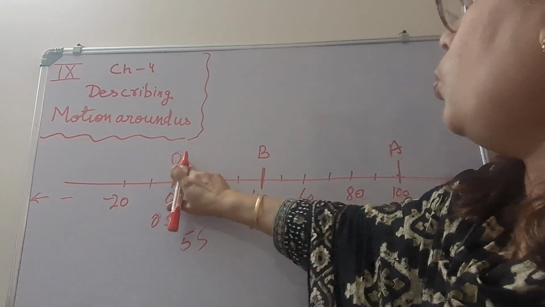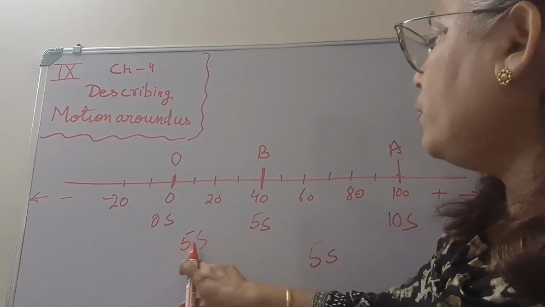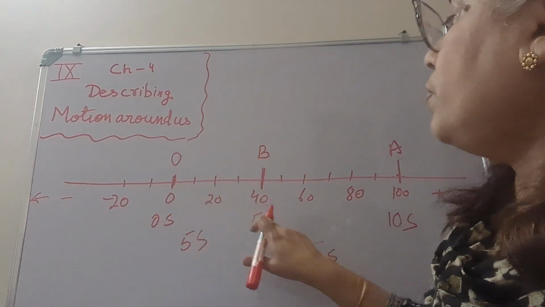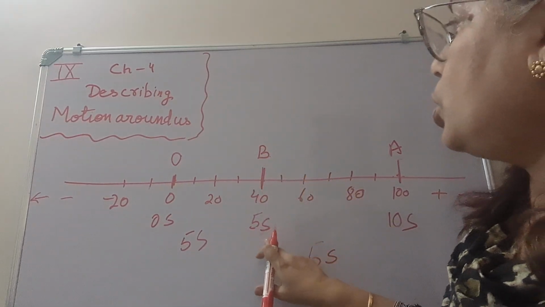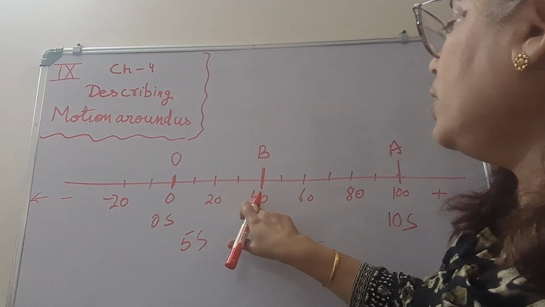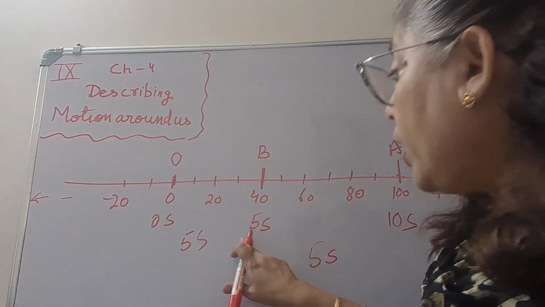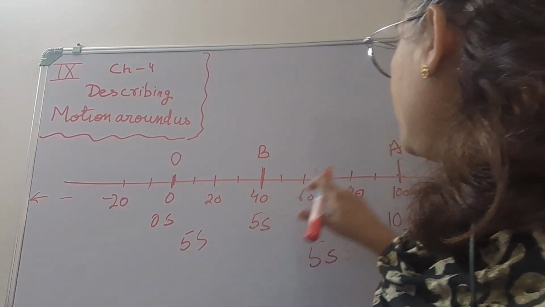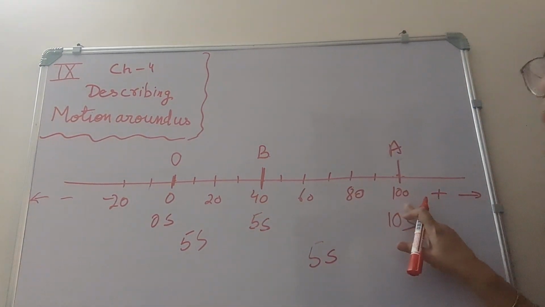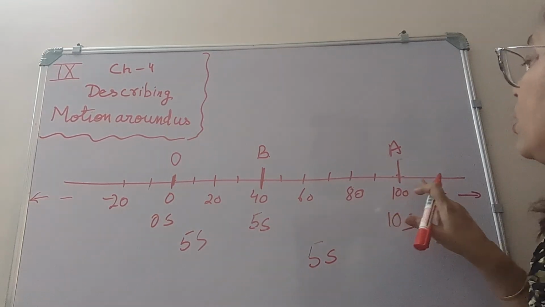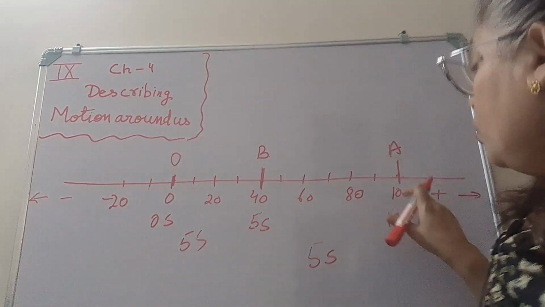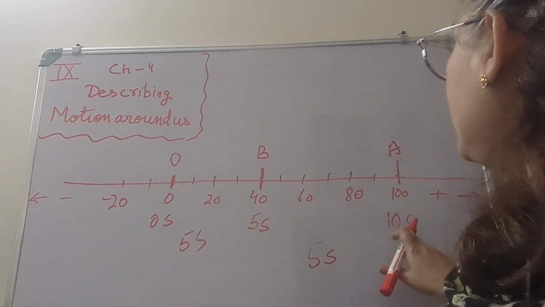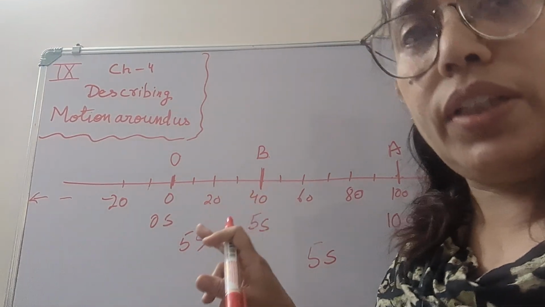Now, from O to B, it takes 5 seconds to move. After 5 seconds, what is the position of the object? That is 40 meters. This 5 second mark is an instant of time. After 10 seconds, the position of the object is 100 meters. So 5 seconds and 10 seconds are instants of time.